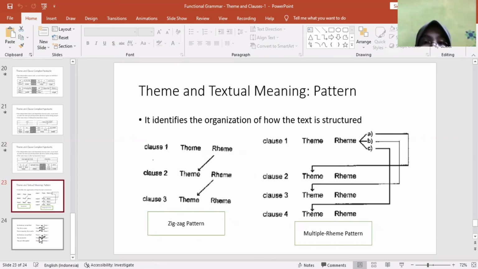Theme and textual meaning pattern. It identifies the organization of how the text is structured. I have examples for the zigzag pattern and the multiple Rheme pattern.